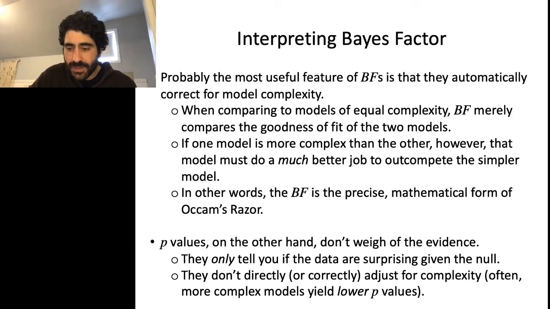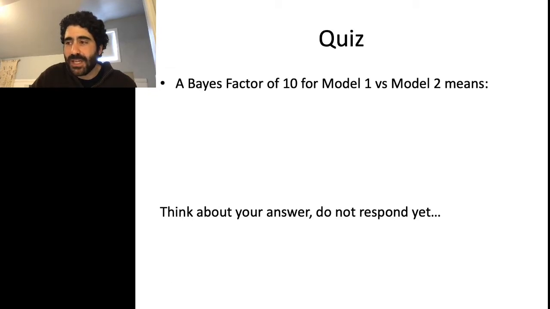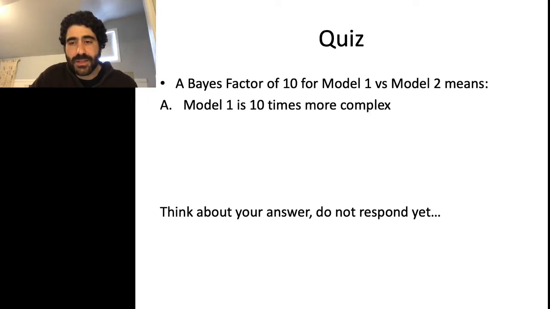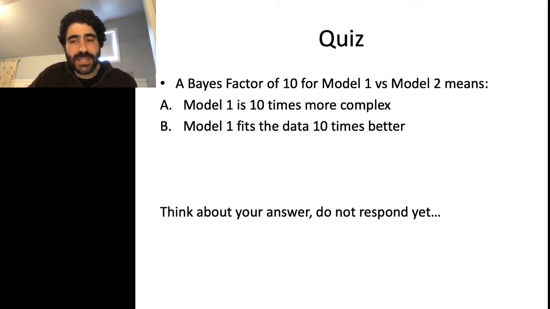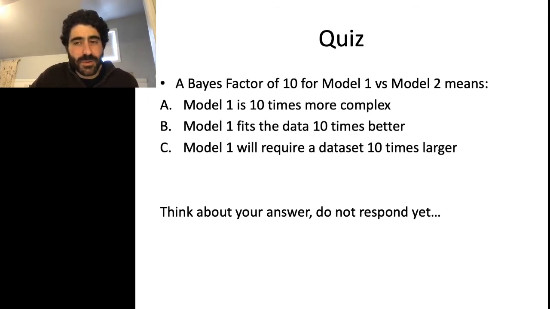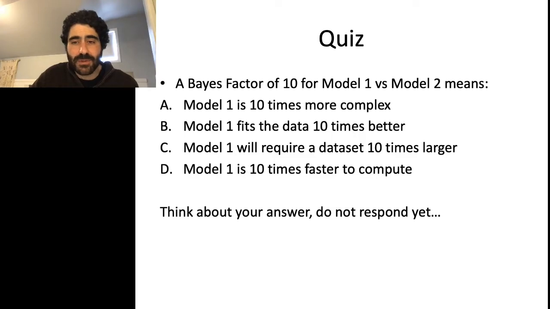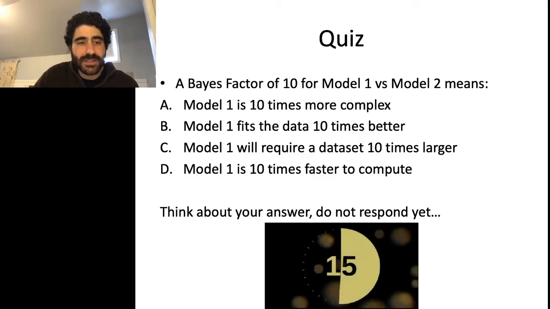So before we work out how to actually compute this Bayes factor, let's do one more quiz here. If I say that there's a Bayes factor of 10 for model 1 versus model 2, what does that mean? That model 1 is 10 times more complex, model 1 fits the data 10 times better, model 1 would require a data set 10 times larger, or model 1 is 10 times faster to compute.